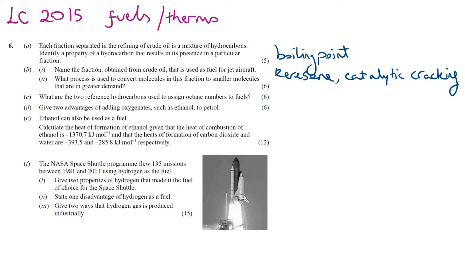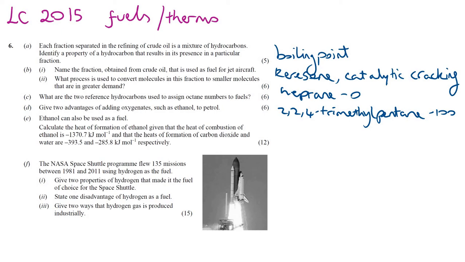So C, what are the two reference hydrocarbons used to assign octane numbers in fuel? An octane number is a measure of the tendency of a fuel to resist this process called knocking or auto-ignition, where the fuel ignites too early and you get pre-ignition of the fuel, which results in a knocking in the engine. So the worst molecule for that is something called heptane. That's given a result of 0. And a molecule which is given a result of 100 is 2,2,4-trimethyl pentane.